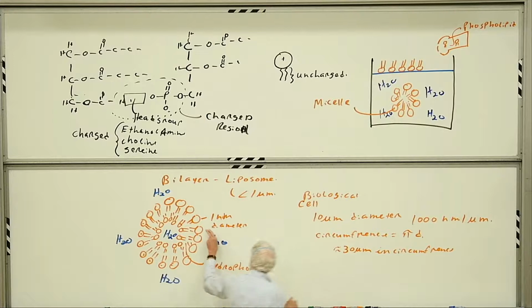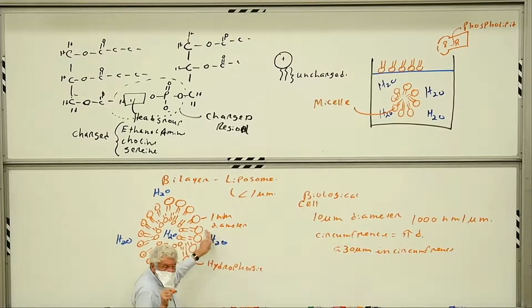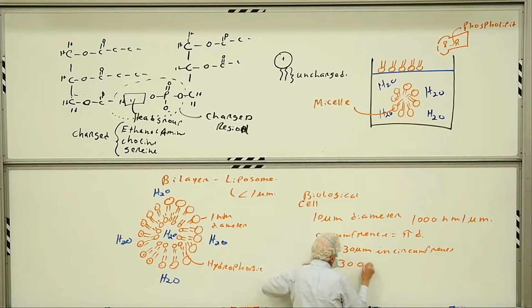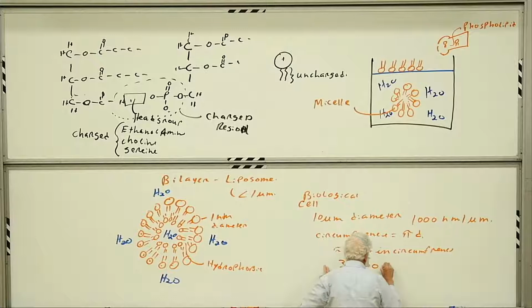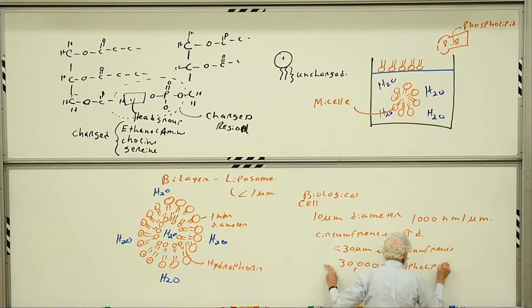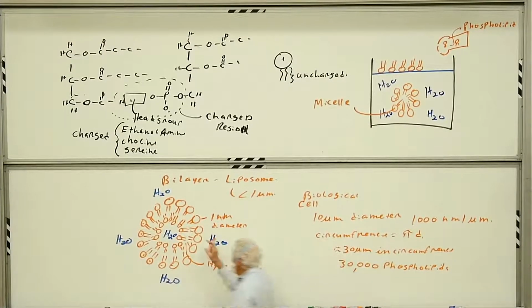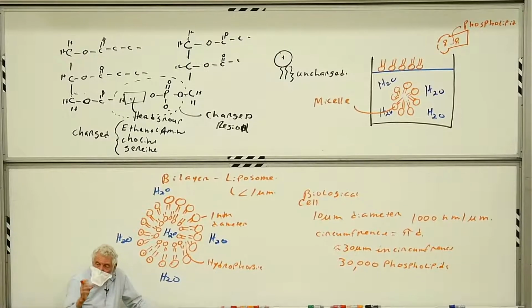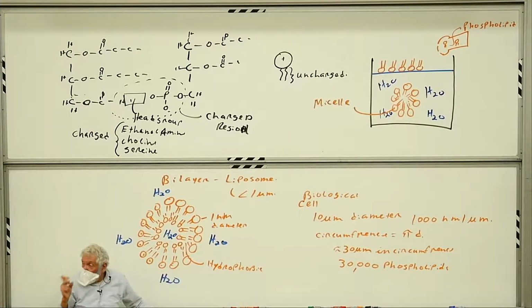Well, if each one of these phospholipids is a nanometer wide, it's going to take 30,000 phosphates, or phospholipids, to go around the cell at its equator. And I point this out simply to say that there are going to be a lot of these going around the center of it.